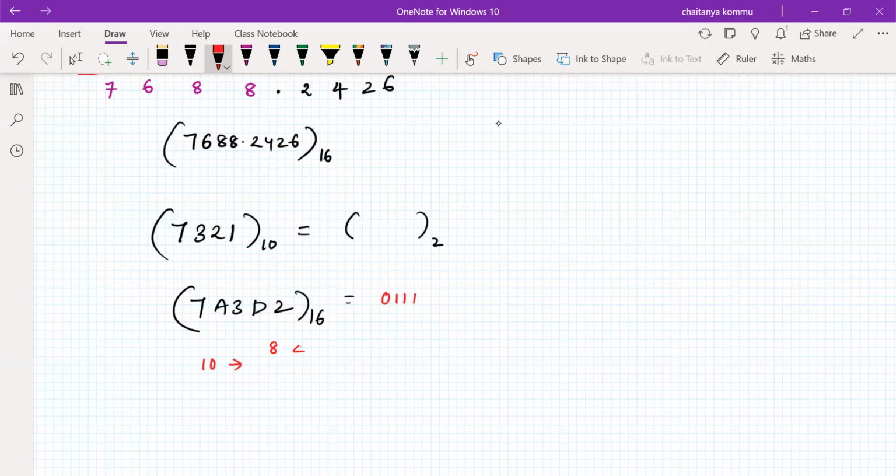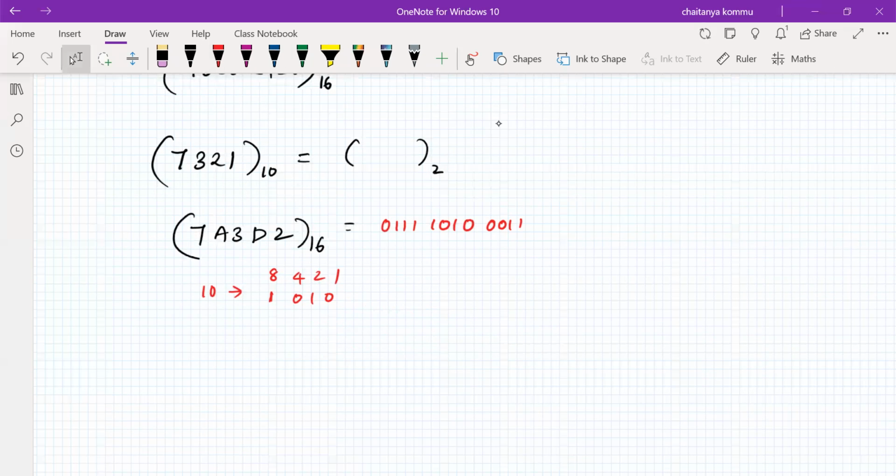We know the weights 8 4 2 1. For 10, where should the ones be? 1 0 1 0. Yes, 1 0 1 0. Next, 3 we know very well: 0 0 1 1. D stands for 13, sir. B C D, right? 11 12 13. 1 1 0 1. Okay, sir. 1 1 0 1.